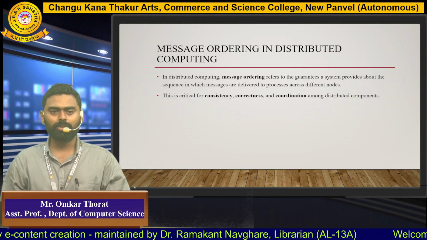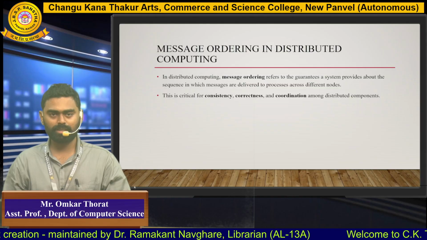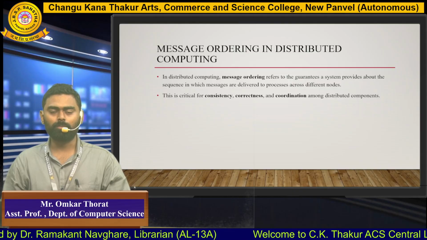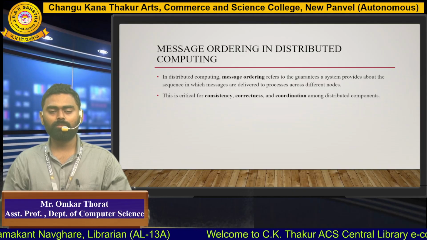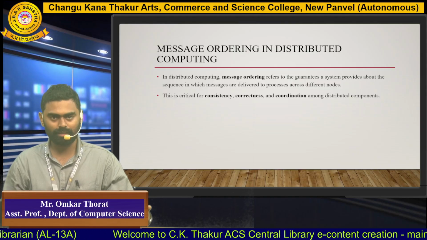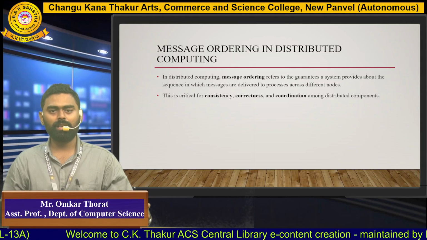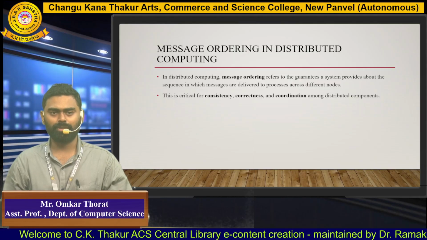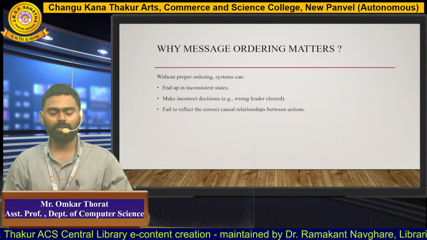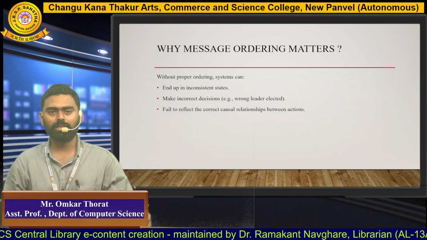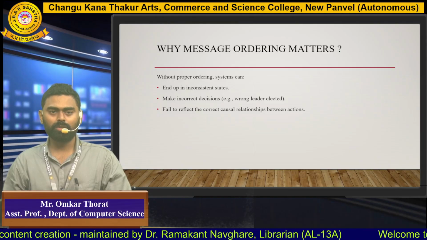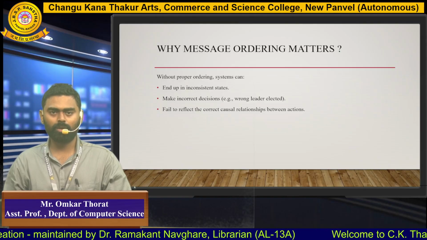Point number 2: this is critical for consistency, correctness and coordination among distributed components. It means that while we send a message from sender to receiver, the message is sent consistently with respect to correctness and coordination of the distributed components. There are three components in message ordering: first is the client, second is the network and third is the node. If these three components do not work correctly, then message ordering fails.